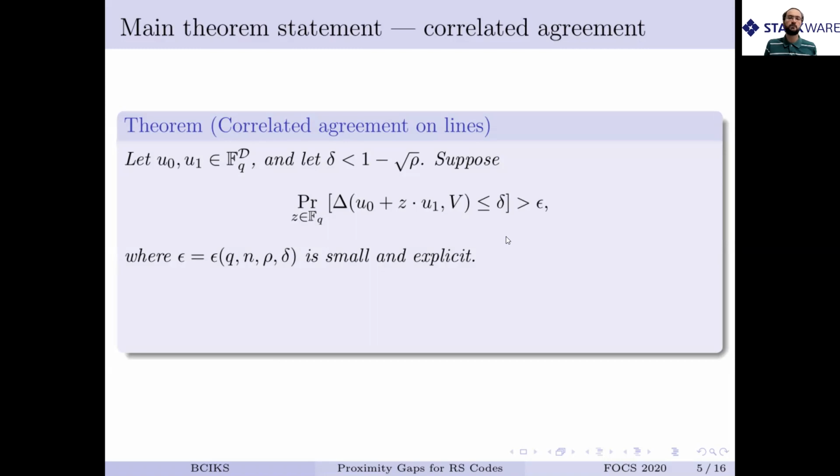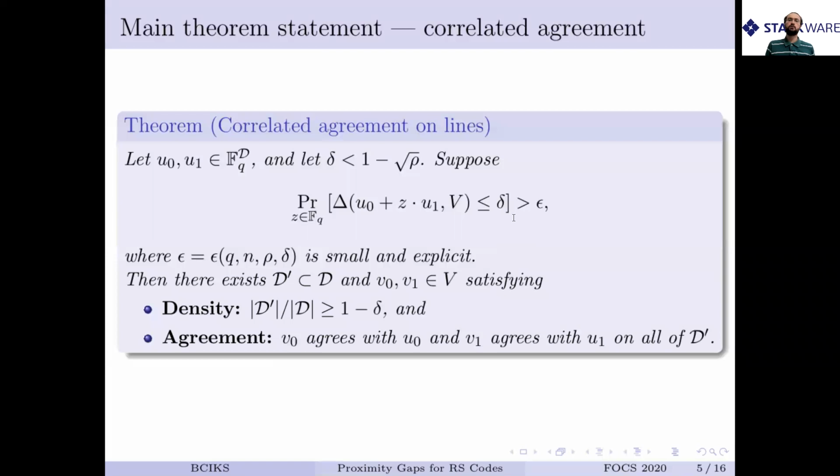Given this assumption, then it is the case that U0 and U1 will have correlated agreement, which means that there exists a set D prime, subset of D, which has relative density at least 1 minus delta, and code words V0 and V1, which agree with U0 and U1 on the subset D prime. So this is exactly the correlated agreement that we have on the subset D prime with the code V.